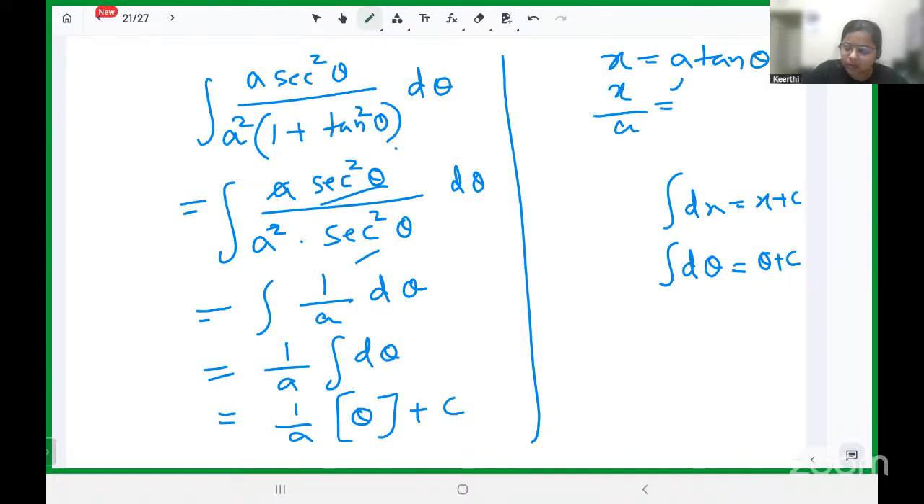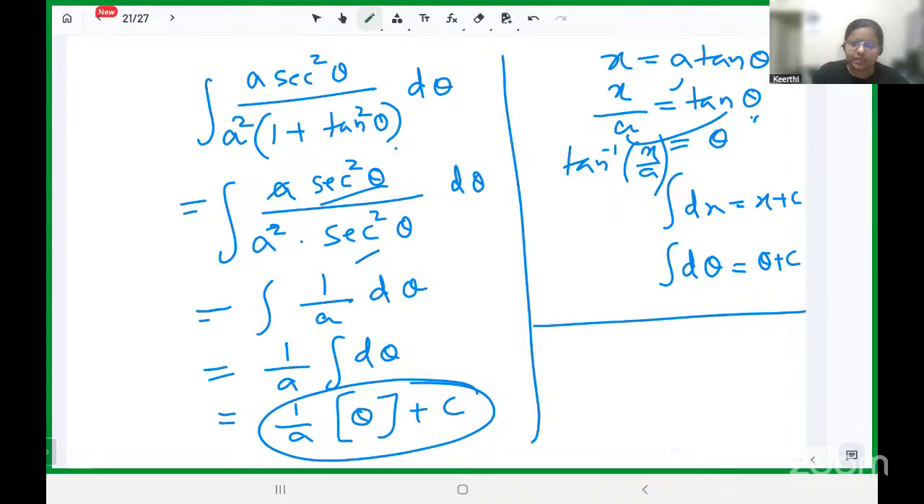x by a equal to tan theta. So what is theta from this? Keep theta on the right side, so this will become tan inverse of x by a equal to theta. So you can replace theta with tan inverse of x by a. So this will become 1 by a tan inverse of x by a plus c.